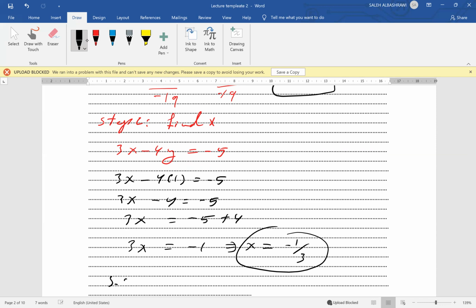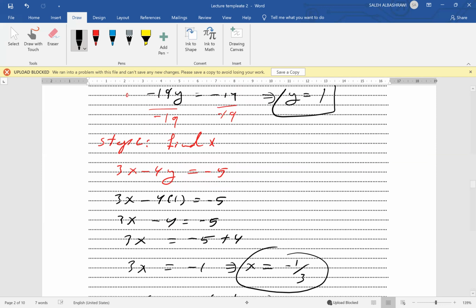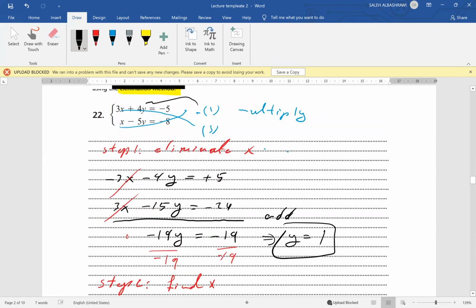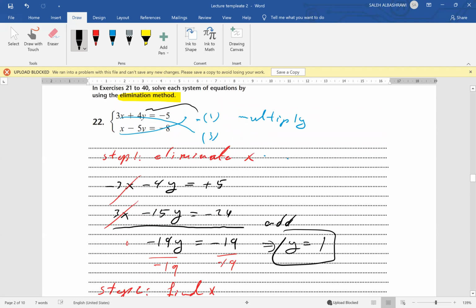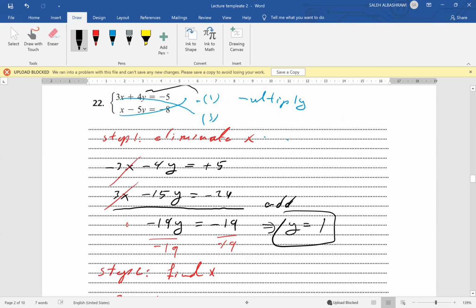So the solution for this system is x and y. It is minus 1 over 3 and 1. So this is the solution for this system. You can take another one.